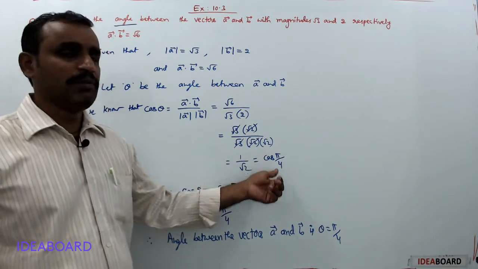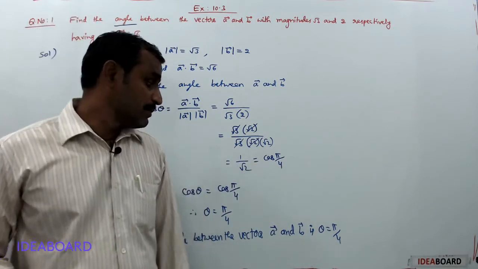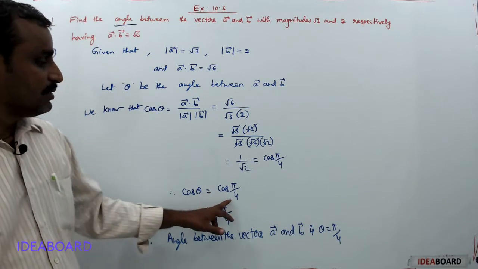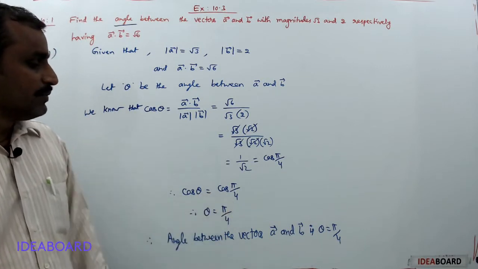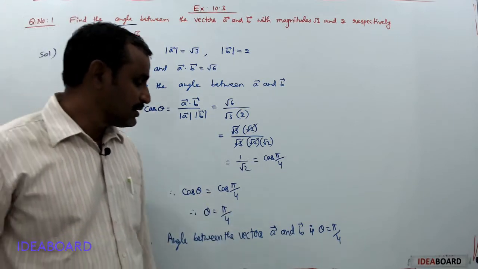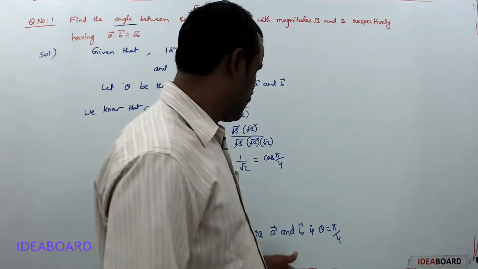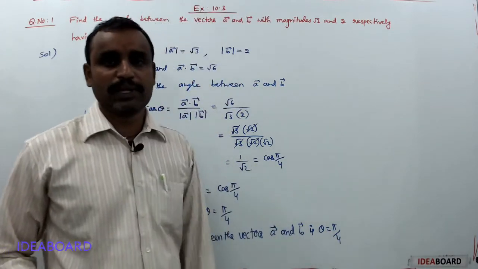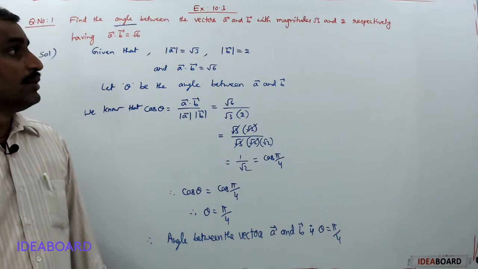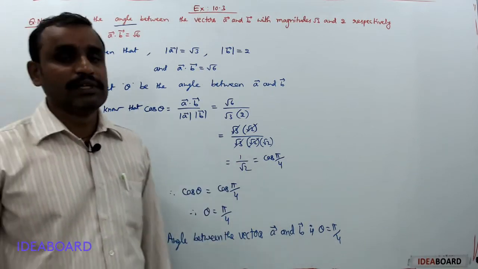So now 1 by root 2 in terms of cos is cos pi by 4. So now cos theta is equal to cos pi by 4. Theta is equal to pi by 4. So the angle between the vectors A bar and B bar is theta equal to pi by 4. This is the required solution. Note down. Next question we will discuss after.